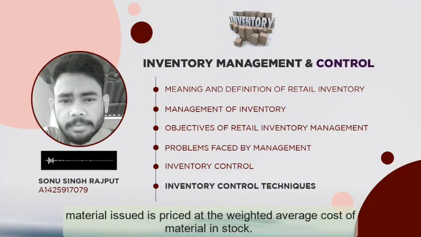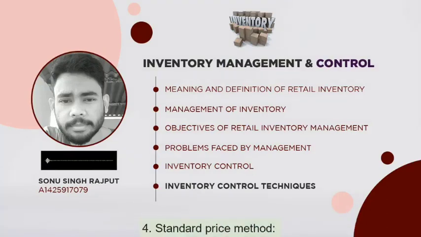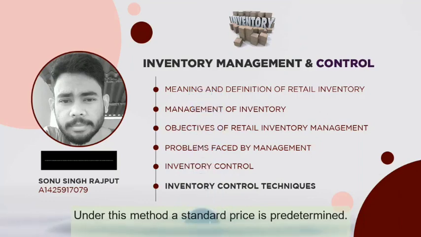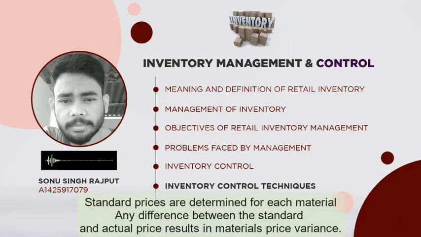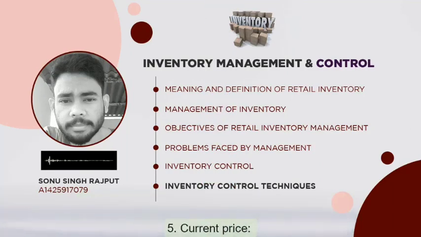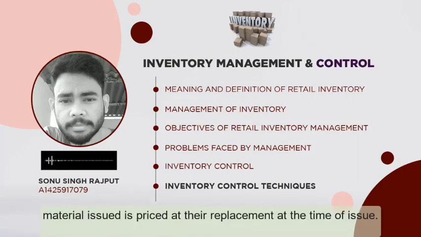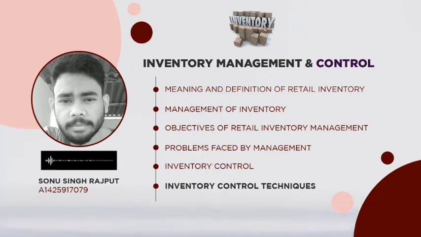Third is the weighted average cost method. Material issued is priced at the weighted average cost of material in stock. Fourth is the standard price method. Under this method, a standard price is predetermined. Whatever difference occurs between standard and actual price results in a materials price variance. Fifth is current price. Material issue is priced at its replacement cost at the time of issue.